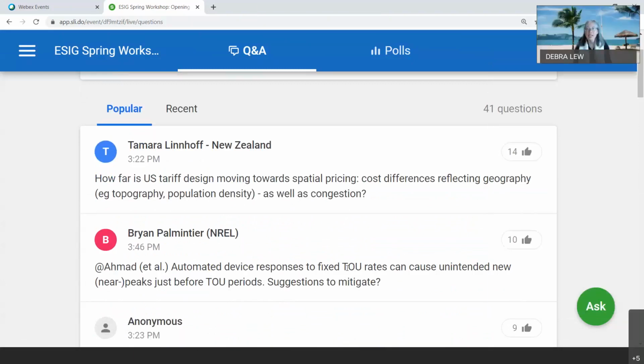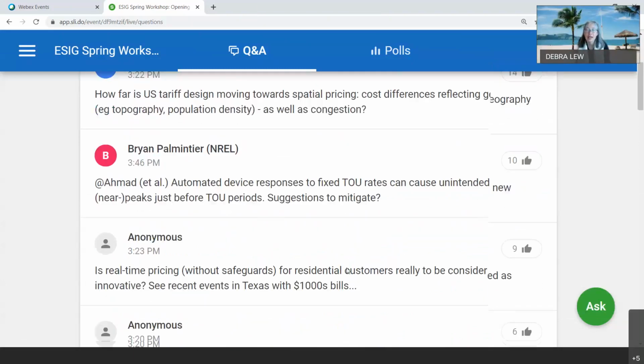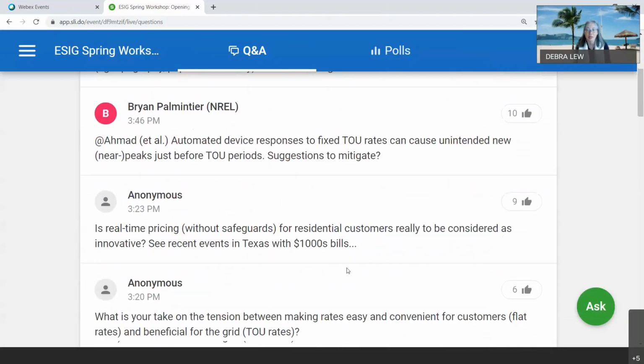Sure, thanks. So the next question is addressed to Ahmad, but I think Chuck also talked about time-of-use rates, and Steve might want to weigh in. It's about the rebound effect and the spikes that you get with time-of-use rate periods, right before the on-peak and off-peak periods start.